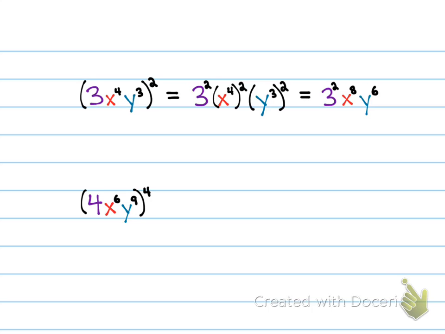Same thing here. We're going to give this power of 4 to each term inside the parentheses. So I'm going to have 4 to the 4th, x to the 6th to the 4th, y to the 9th to the 4th. And then we're going to go ahead and fix our x and y. So we're going to have 4 to the 4th, and then x to the 6 times 4 is 24, and then y to the 9 times 4 is 36.